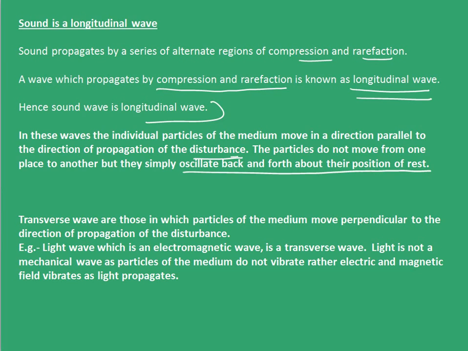Transverse waves are those in which particles of the medium move perpendicular to the direction of propagation of disturbance. One example of a transverse wave is the light wave, which is electromagnetic in nature. Light is not a mechanical wave, as particles of the medium do not vibrate, rather electric and magnetic fields that are associated with the light wave vibrate as the light propagates.